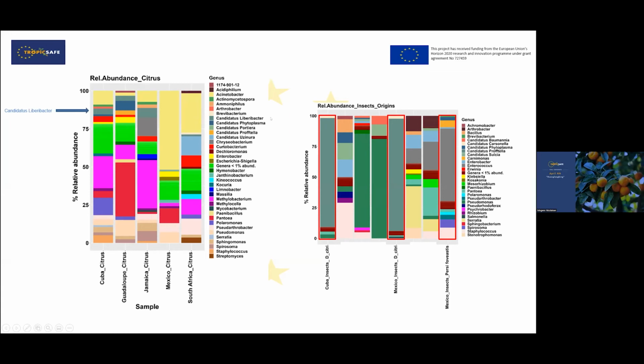So looking at the insects that we obtained from collaborators in Tropicsafe, we couldn't see any Liberibacter sequences in the insects from Cuba and also from Mexico. However, in this batch of insects of Passiflora-something, I don't know, we didn't find much Liberibacter, but we found some phytoplasma reads.